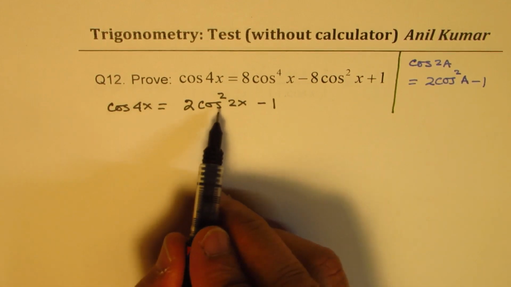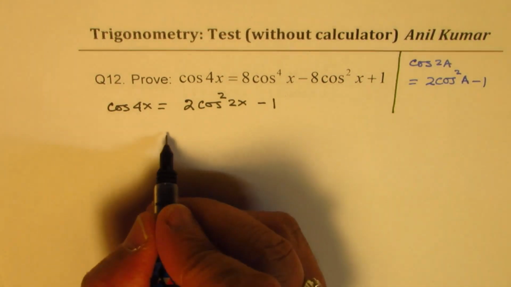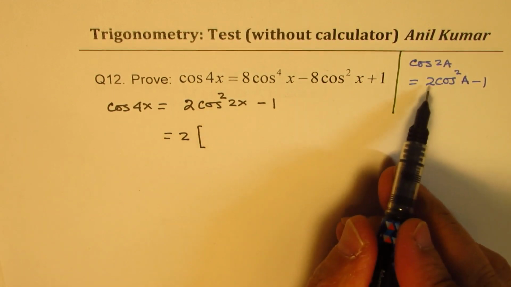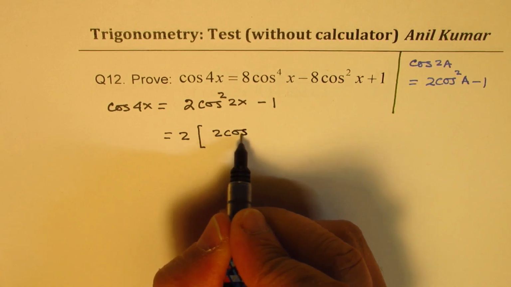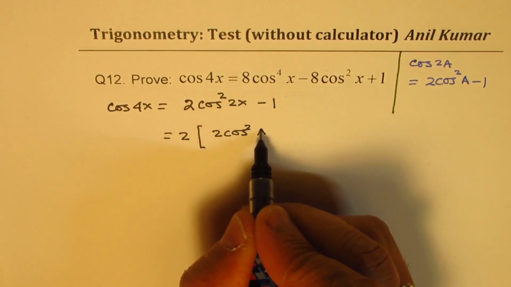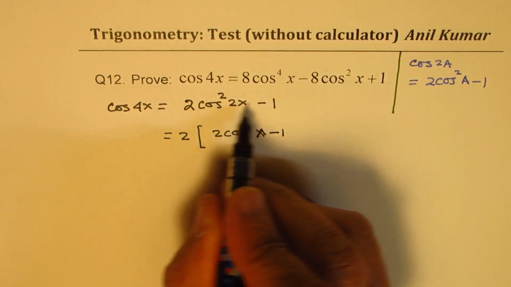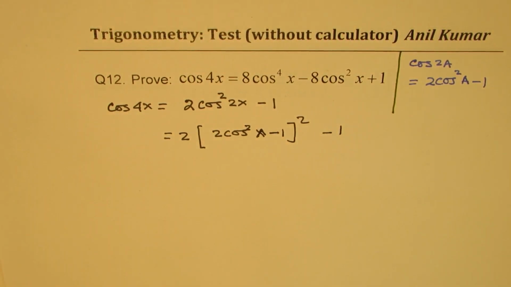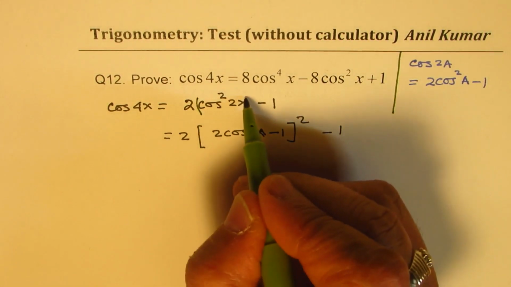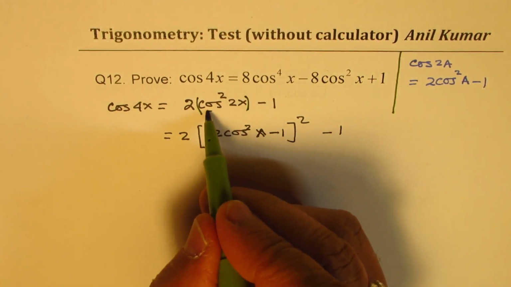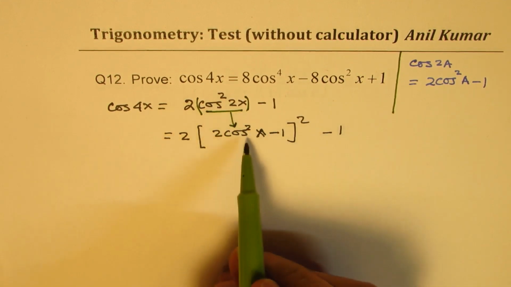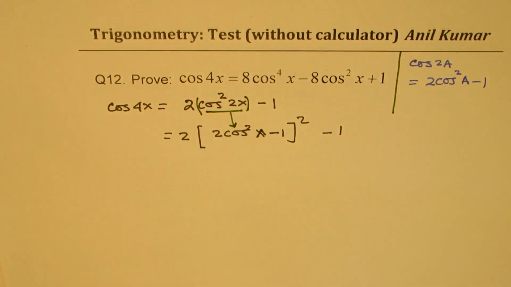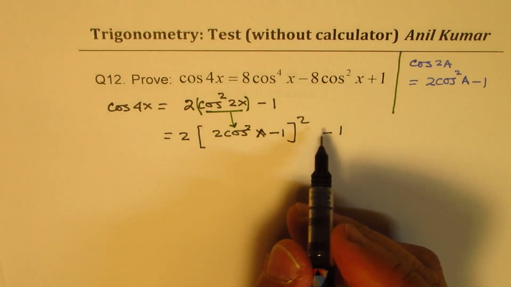Now we can again apply the same formula for cos 2x, right? So we have 2 times, so here cos 2x can be written as 2 cos square x minus 1, right? Whole square, and then we have minus 1. Does it make sense to you? So what we did was, we substituted for cos 2x, 2 cos square x minus 1 whole square, minus 1. Perfect. Now let's expand this, right?